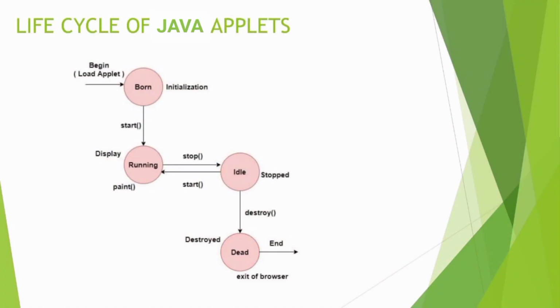And now we can see the life cycle of Java applets. First, it begins with load applet, and next it will start, and next it will run, and it will stop, and next it will be destroyed, and lastly it will end.